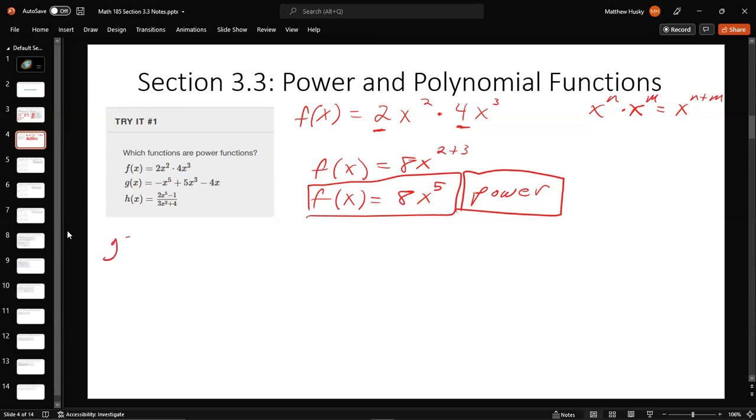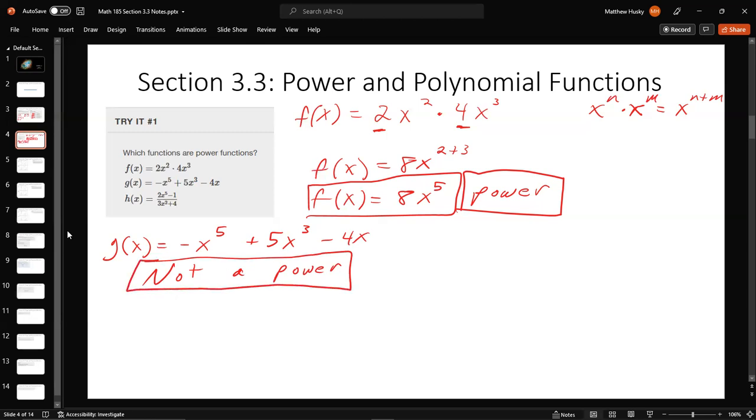Now, g of x is not, in fact, going to be a power function because it has multiple pieces that are either added or subtracted. G of x is not a power function. That is, in fact, a polynomial, and the poly in polynomial means many. So that is not a power function. That would be a polynomial function. If you have more than one term that's either added or subtracted, you are no longer a power function.